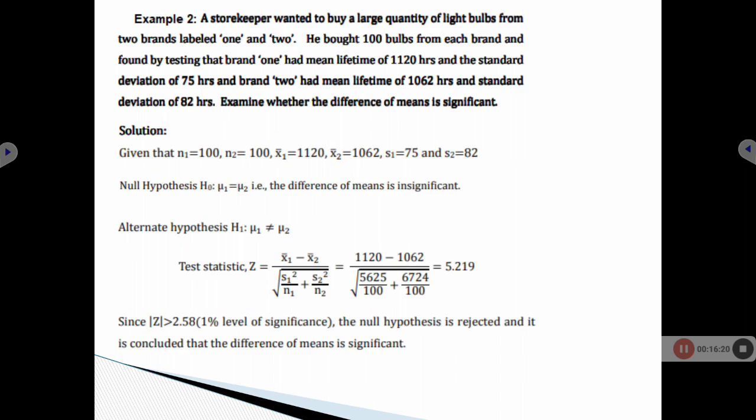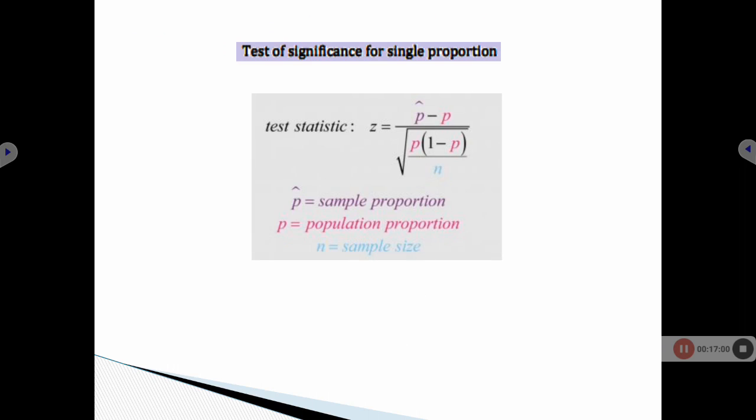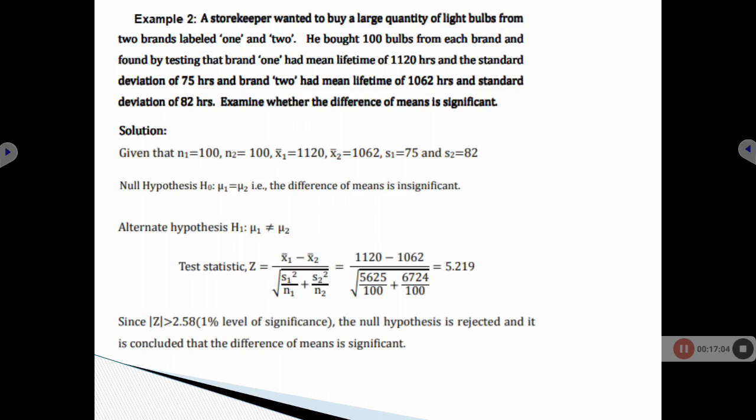The next sum. A storekeeper wants to buy a large quantity of light bulbs from two brands labeled 1 and 2. He bought 100 bulbs from each brand and found by testing that brand 1 has a mean lifetime of 1120 hours and a standard deviation of 75 hours, and brand 2 has a mean lifetime of 1062 hours and a standard deviation of 82 hours. Examine whether the difference of mean is significant. Here the sample sizes are n1 is equal to 100 and n2 is equal to 100, the means are x1 bar is 1120 and x2 bar is 1062, and the standard deviations are s1 is 75 and s2 is 82.